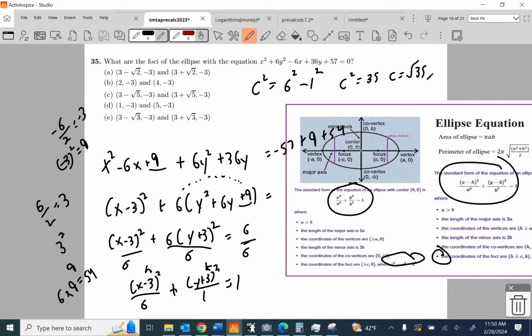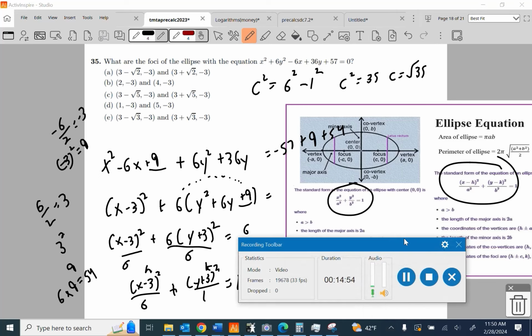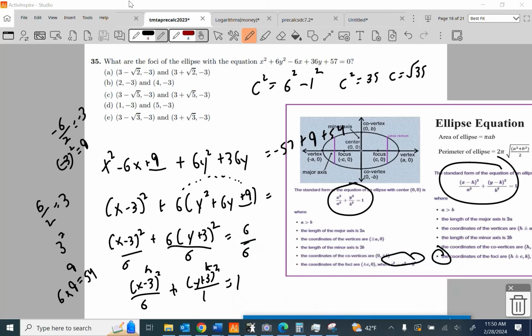Why doesn't that look like any of the answer choices that are up there? Pause. Yep, moron moment. Huge moron moment. It literally says c squared is a squared minus b squared. And this is a squared, and this is b squared. So c squared is going to be 6 minus 1, which is 5. So c is root 5.